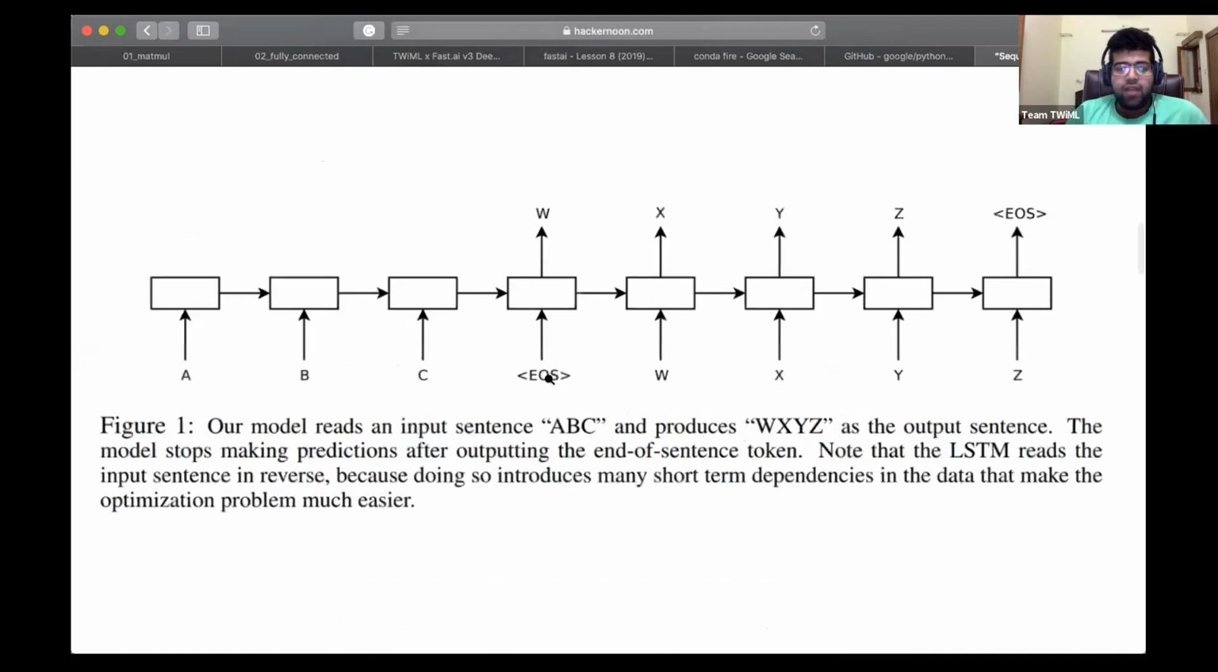How the model works in essence is you feed in all of your input and an end of string character, EOS character, then the output generation starts.